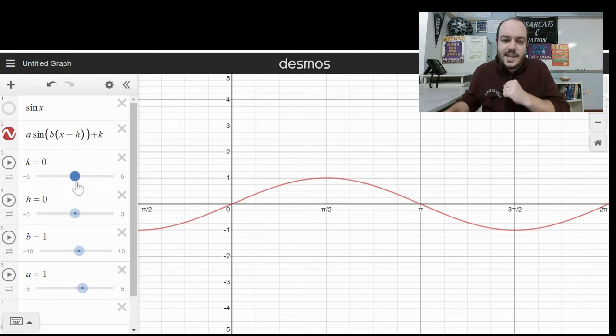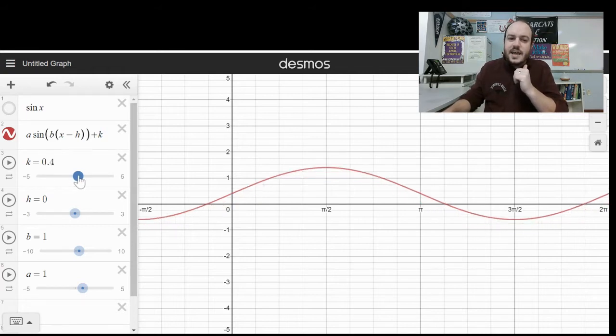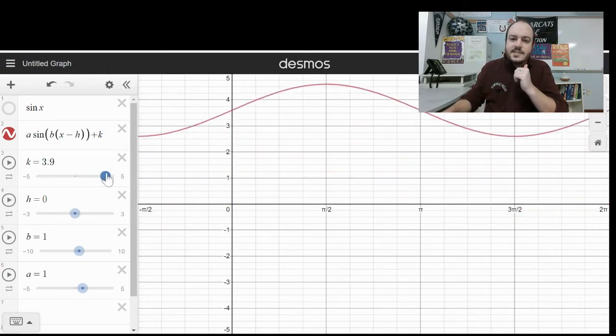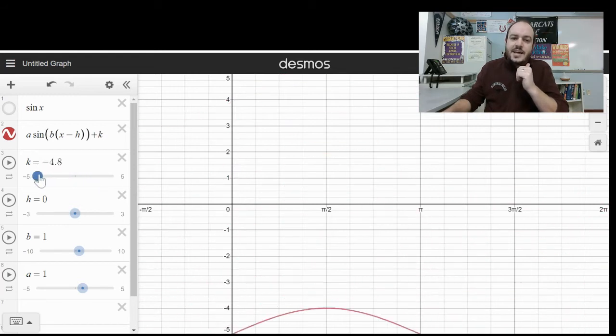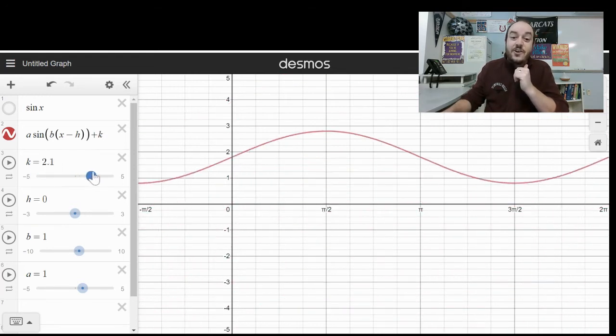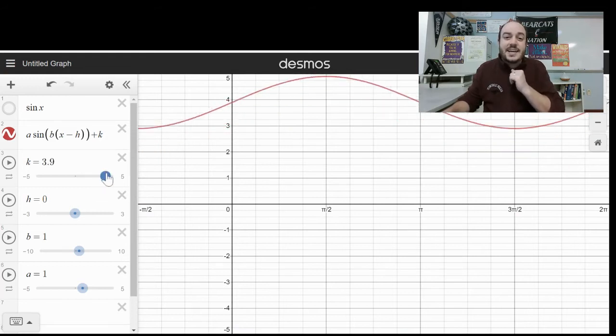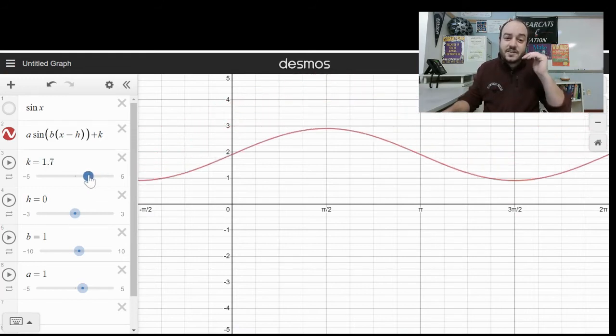So let's first look at K. K is if you add a number on the outside of the entire equation. Now, if you add a number, what do you think is going to happen to the graph? Well, I can just move this slider around and we can see. If I move this slider around, you can see how the graph is moving here. As I move it up, the entire graph just shifts up. And as I move it down, the entire graph shifts down.